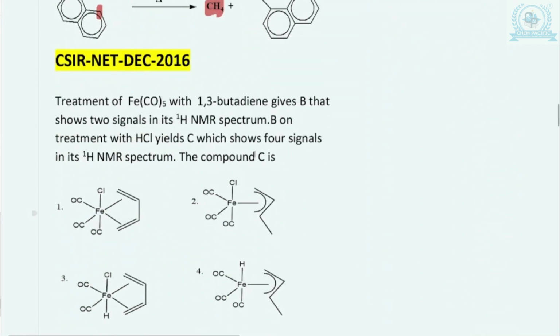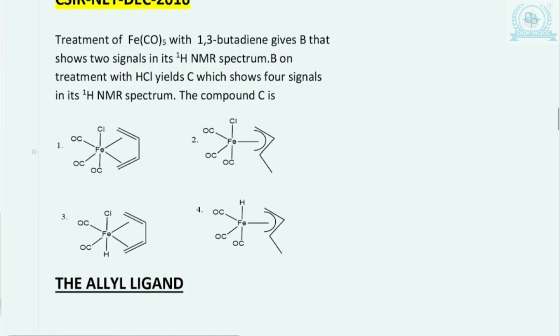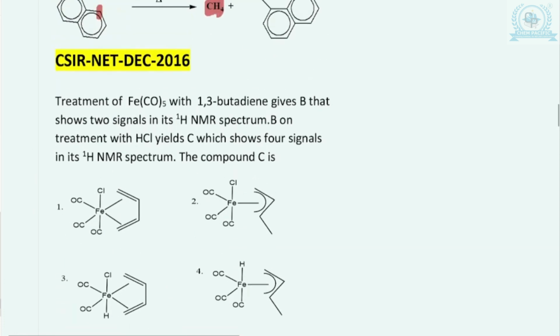The next question is from CSIR-NET December 2016, and they are asking: the treatment of Fe(CO)5 with 1,3-butadiene results in the formation of B, that shows two signals in the H1 NMR spectrum. B on treatment with HCl yields C, which gives 4 signals. This is very, very important. They're asking which one is the compound C.